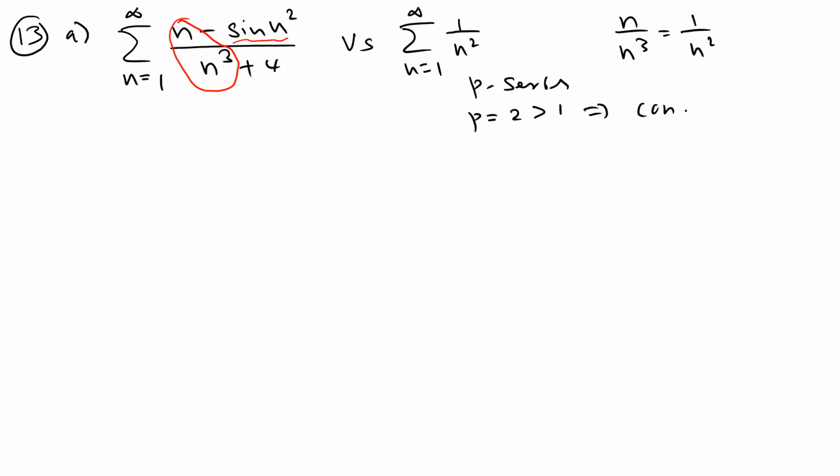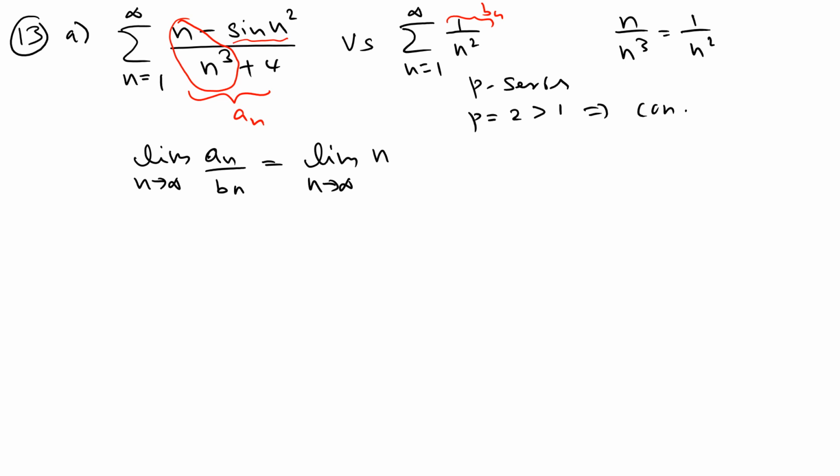That means if the limit is 1, because of the way we selected it, this series has to converge. Very simple. So we look at the limit. We're going to say this whole term is a_n, and this is b_n. So let's look at the limit as n goes to infinity of a_n over b_n. I'm going to write everything just for completeness, but the way we selected it, the limit is always 1. So (n minus sine n squared) over (n cubed plus 4) times upside down, that means n squared over 1. And you can see the b_n term is 1 over n squared, so with this n squared, you're going to cancel out.